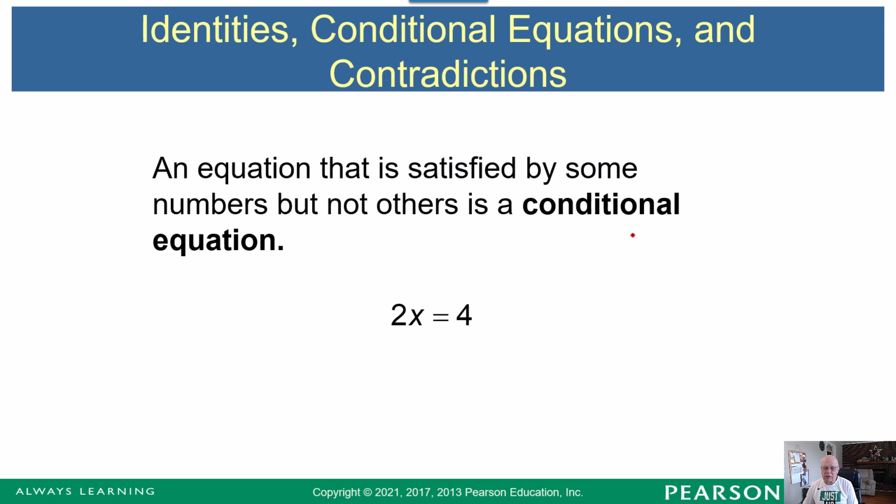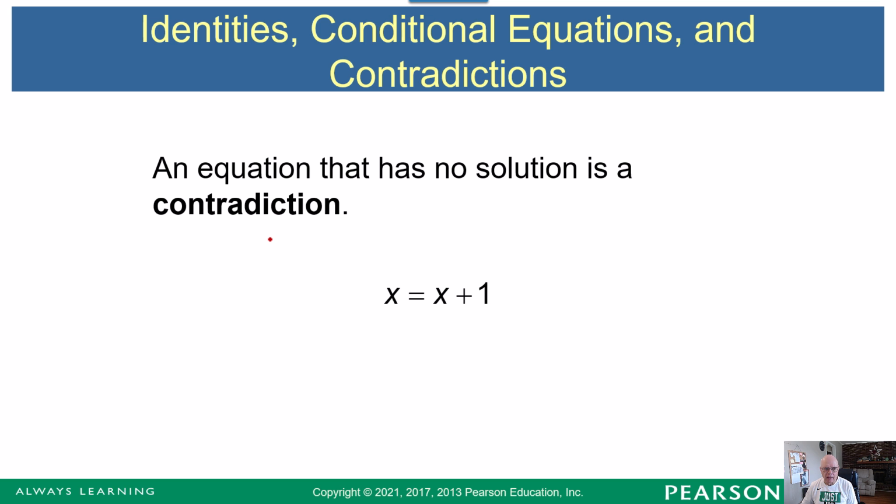If it works for some numbers but not others, then it's a conditional equation. In other words, there's a condition on this equation. It works sometimes, it's true sometimes it's not, depending on which x you choose or which number you choose to use for x. And last of all, we had an identity, we have a conditional equation, and we've got one that has no solution. It's called a contradiction. Like this one here.